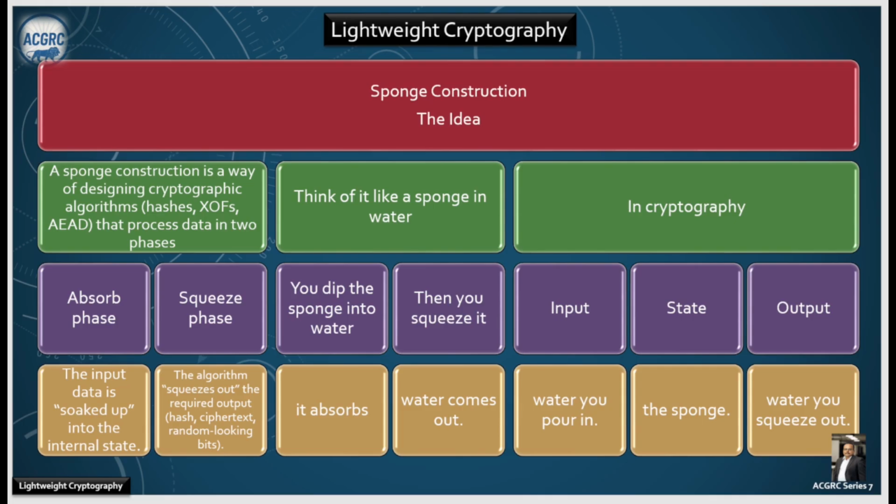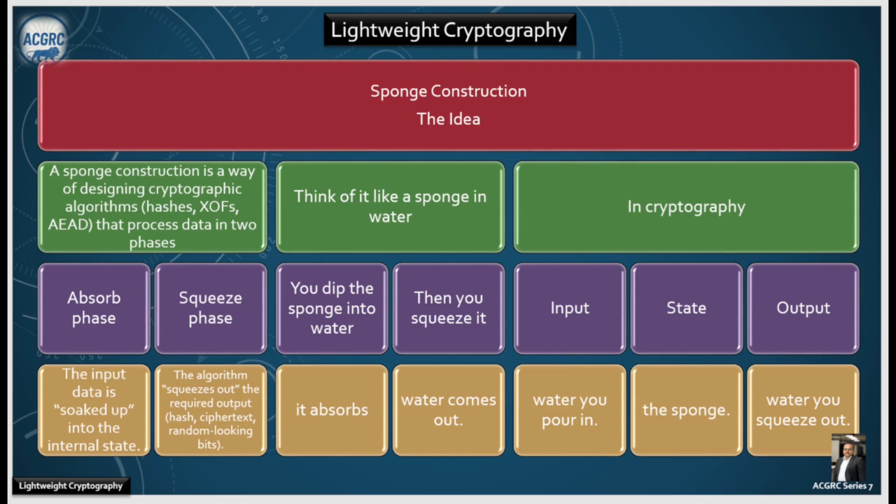Let's look at the sponge construction. Well, a sponge construction is a way of designing cryptographic algorithms that process data in two phases. The first phase is the absorb phase. In this, the input data is first soaked up into the internal state. And phase 2 is the squeeze phase. The algorithm squeezes out the required output.